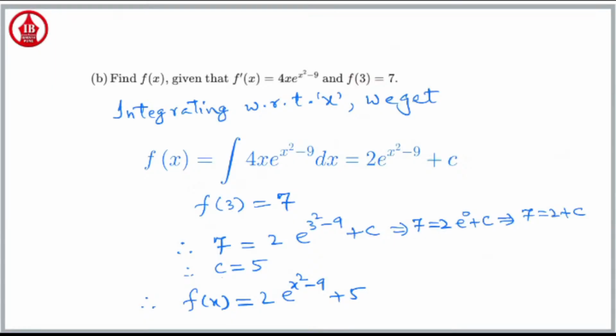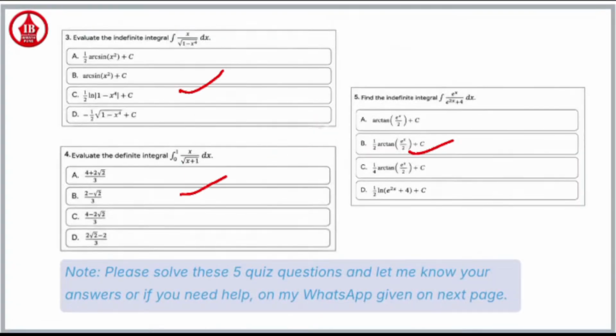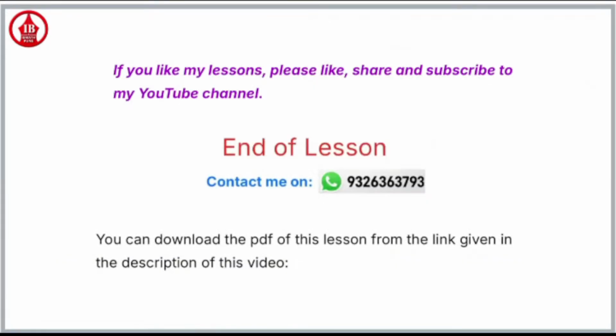No, no problem. Now I have put some quizzes for you. Of course, you have to solve them and then choose A, B, C, D, any one of the answers. I have put 5 quizzes, 1, 2, 3, 4, and 5. So please solve these 5 quiz questions and let me know your answer. Or if you need help to solve them, contact me on my WhatsApp, which is given on the next page. This is my WhatsApp number. You can contact me anytime.